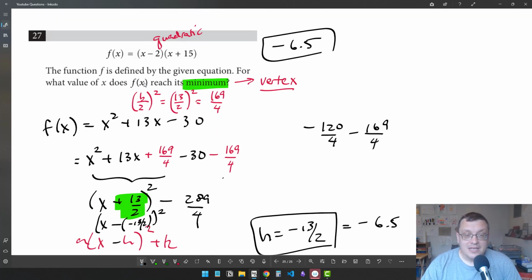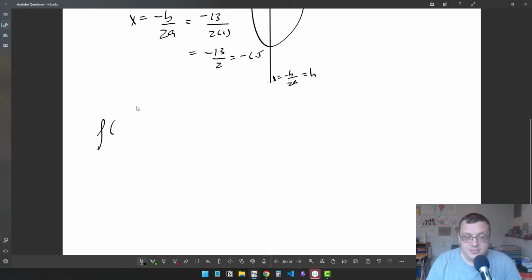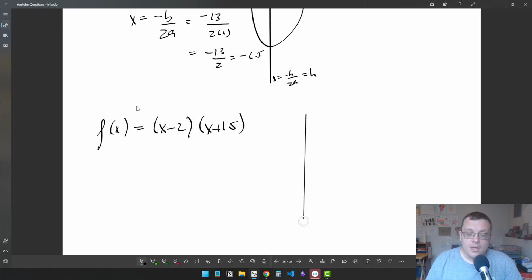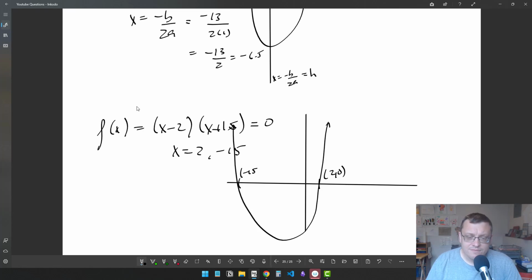What's the fastest way? The fastest way is to recognize that I have this quadratic here. Let's go back to the beginning. f of x is equal to x minus 2, x plus 15. If I were to graph this quadratic, we would know, given this factored form, if I set this equal to 0, we would get two solutions, 2 and negative 15. So I know my parabola would look something like this, where it hits the x-axis at 2, 0 and negative 15, 0. And the trick is that the axis of symmetry, or the h value of the vertex, has to be equidistant from these 2 points, right? Based on the symmetry of this parabola.